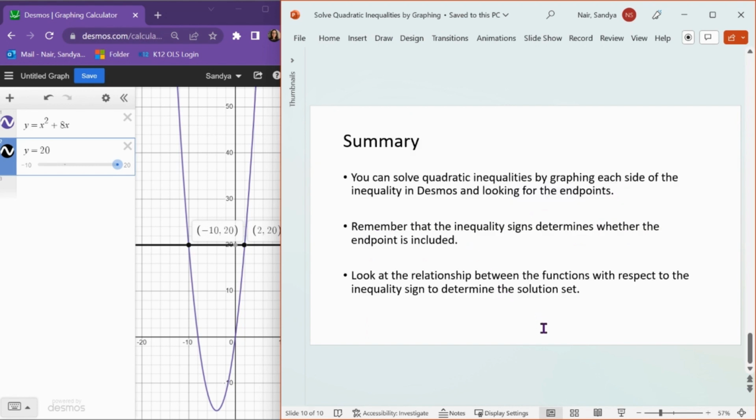So remember, you can solve quadratic inequalities by graphing each side of the inequality in Desmos and looking for the endpoints. Remember that the inequality signs determine whether the endpoint is included, and look at the relationship between the functions with respect to the inequality sign to determine the solution set.